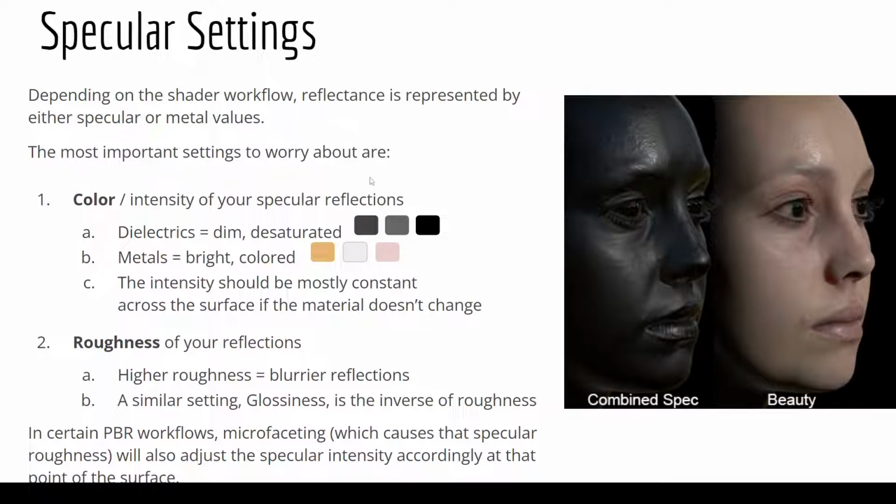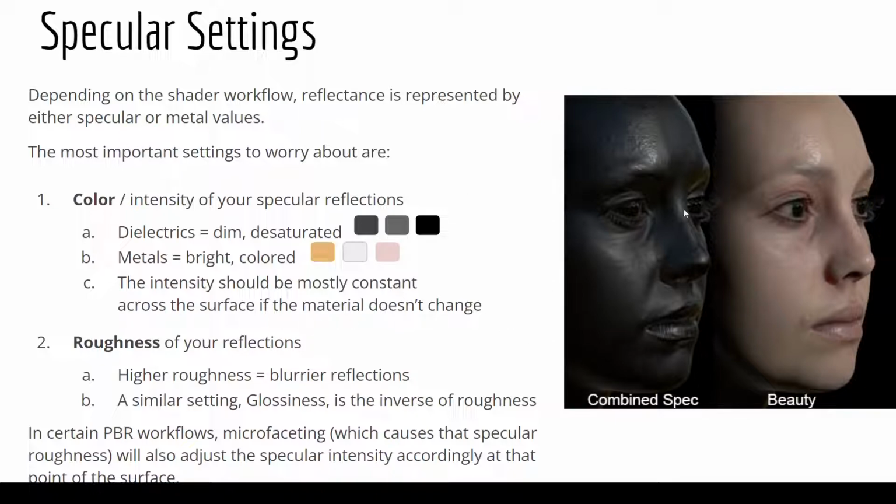But either way, the most important settings we have to worry about are the color or intensity of our specular reflections. So again, remember dielectrics are very, very low and dark, so very little light is being reflected, and it's not tinting our reflections. So in a specular color map, that color for a non-metal is going to be very, very low, and it's not going to be colored at all. And then again, metals reflect a lot more light as specular. So in a specular color map for a metal, the values are going to be very bright and they're going to be tinted or colored. The intensity should be mostly constant across the surface if the material is not changing.